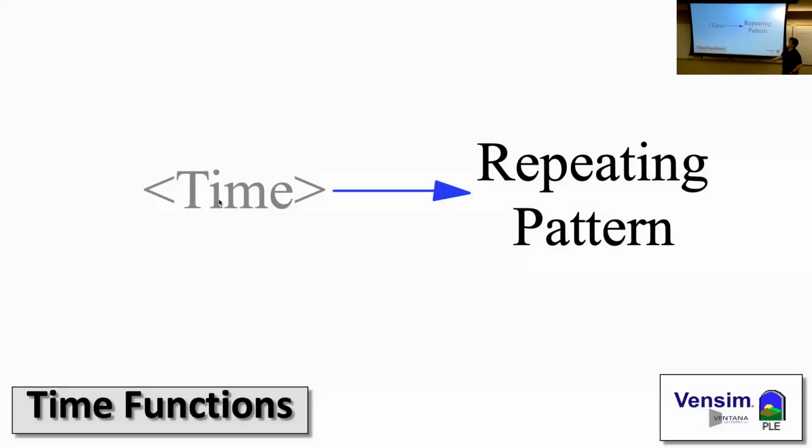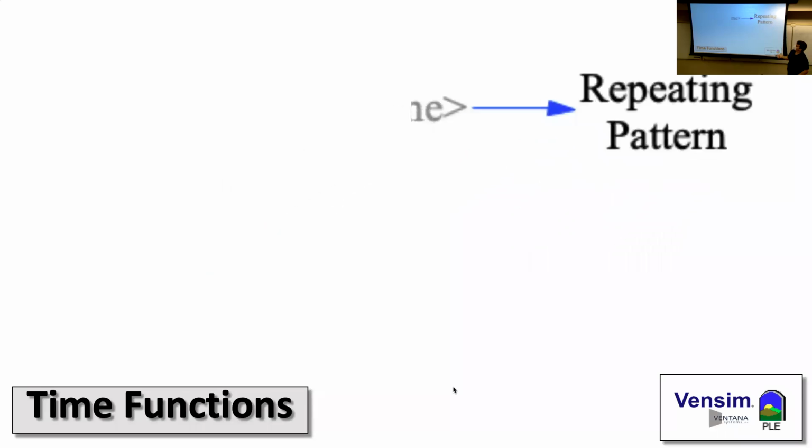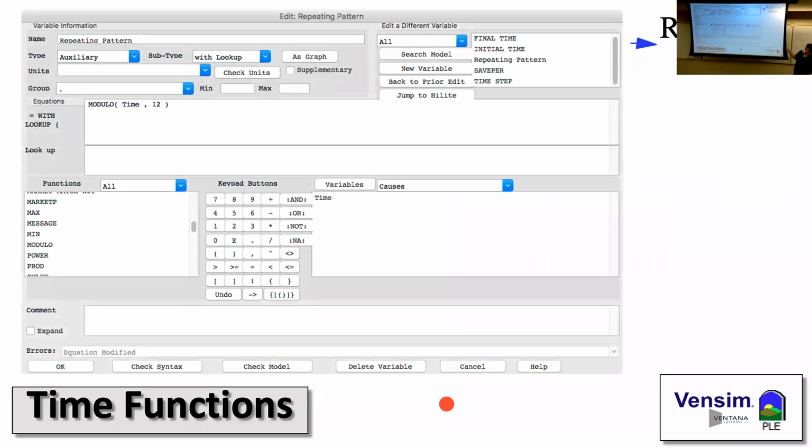Then the second thing we do is something real similar to what we did in Insight Maker. I'm going to create a shadow variable for time, and I'm going to run it into a variable called repeating pattern. And what do I do in repeating pattern? I'm going to make it a lookup table. So it's an auxiliary with lookup.